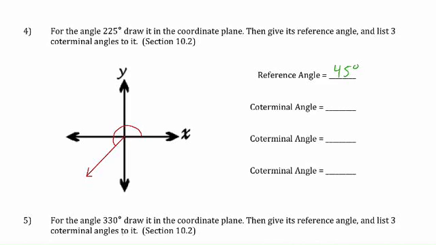Now, coterminal angles, there's a lot of ways you can do this, and please don't be annoying when you do it, because there's an infinite number of coterminal angles. I'm going to give you 3 different versions. There's a positive version, there's a negative version, and then, well, I'll give you another positive version maybe.